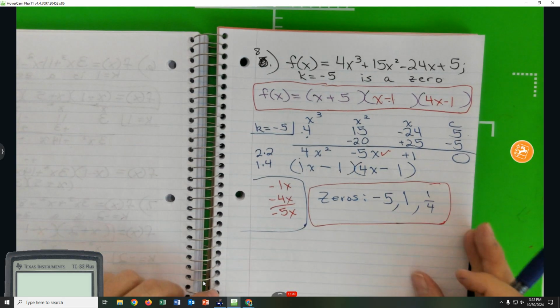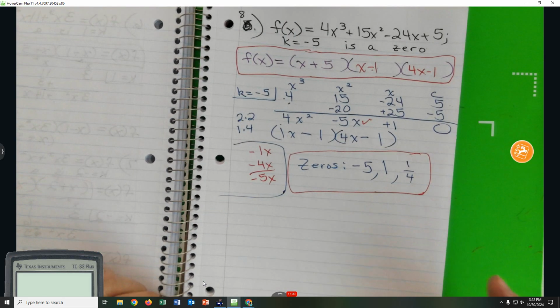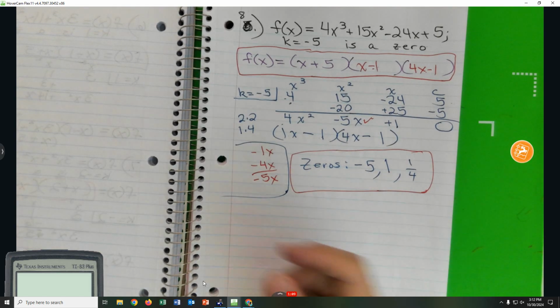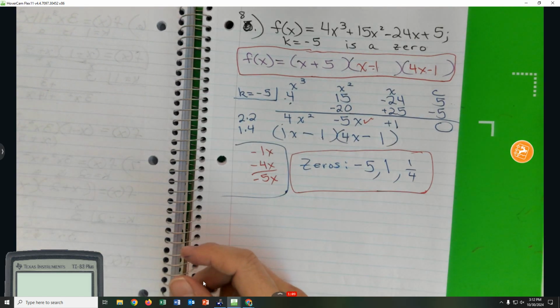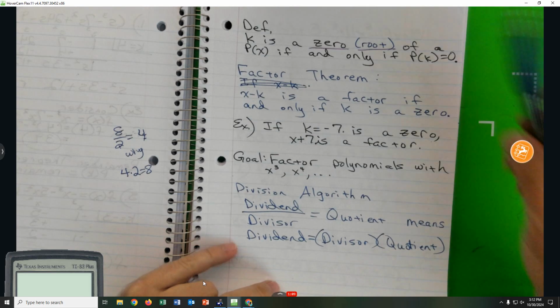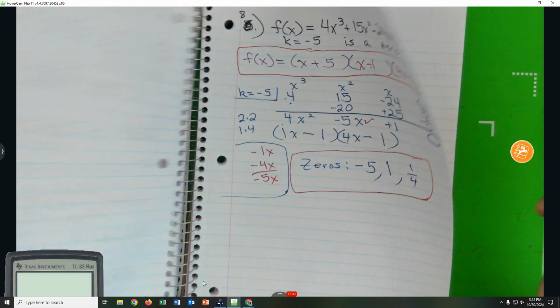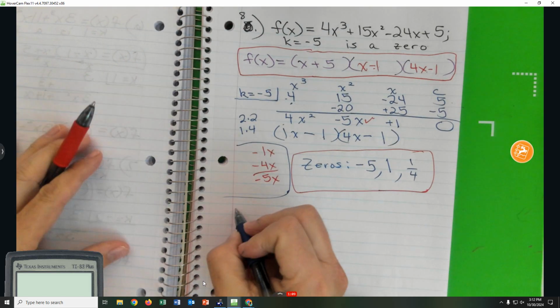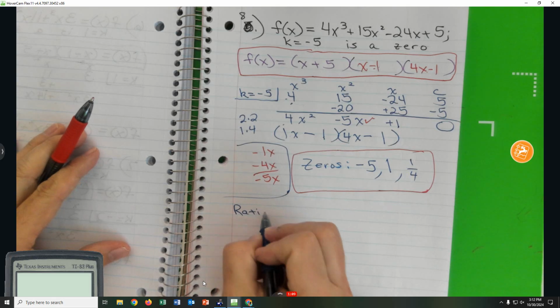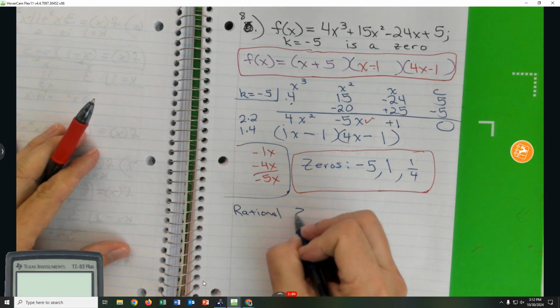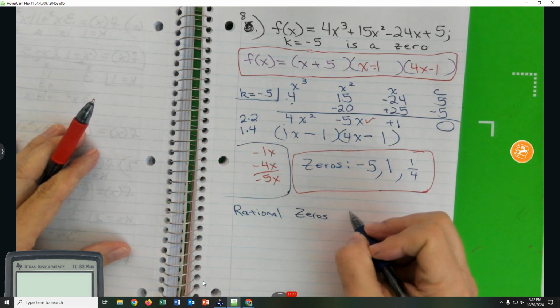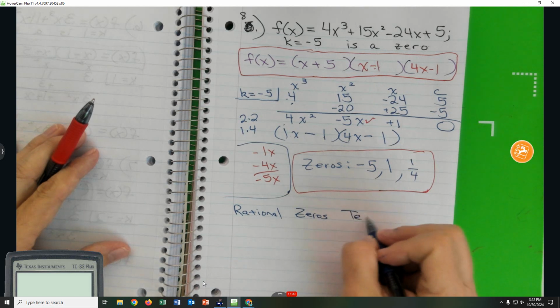There's something called the rational root test, as I think I mentioned. When I was in school, they called these things roots. Now they call them zeros. So I'm going to call it the rational zeros test.